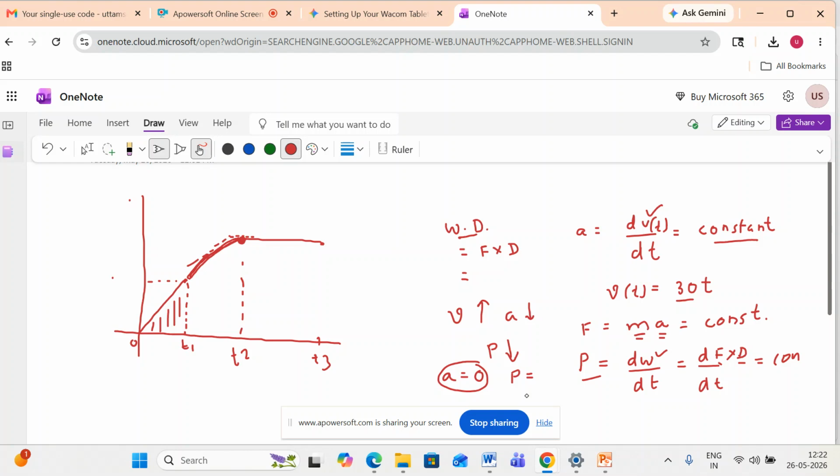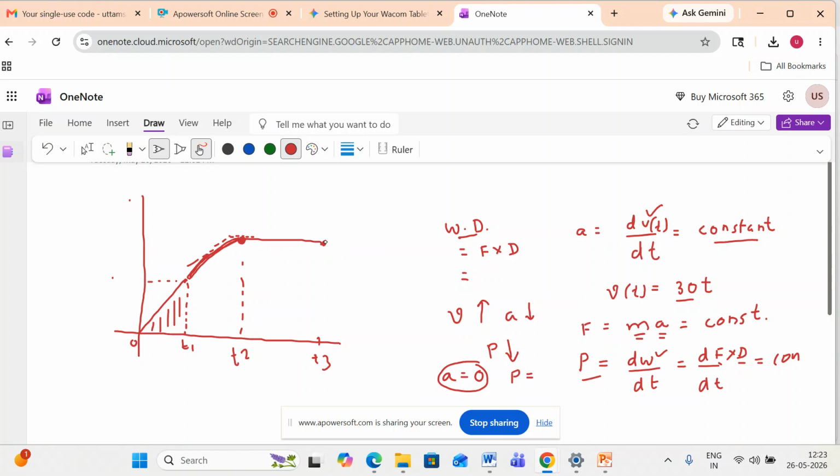So no power is drawn for acceleration, but the power is drawn to overcome the other forces that are opposing the train movement. So during this period, the acceleration is zero, and the power is also zero, that is, only for acceleration.